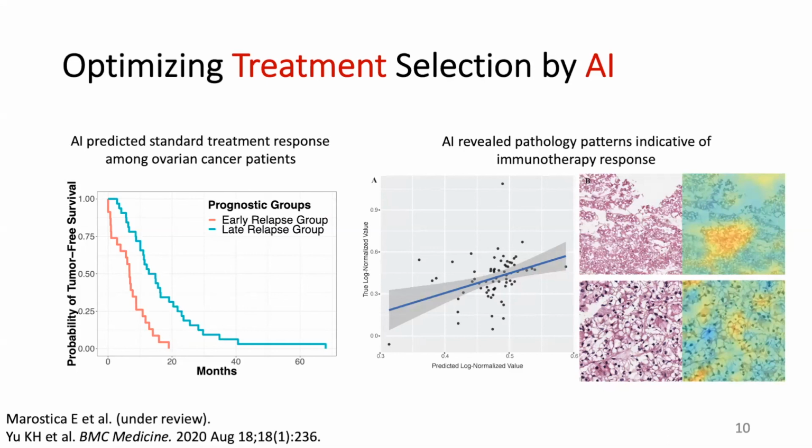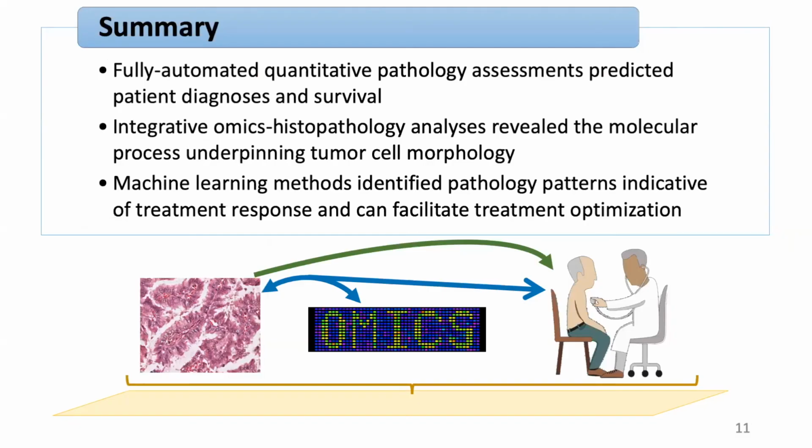And we further extrapolate our model to predict the immunotherapy response and show that there are certain pathological signatures indicative of such treatment response. In summary, here we show that we can develop fully automated methods to evaluate our pathology slides objectively and predict patient diagnosis and survival. We further show that we can incorporate both genomic features and histopathology patterns to better reveal the molecular processes underpinning tumor cell morphology. And last but not least, our machine learning methods can identify the pathology patterns indicative of treatment response and facilitate treatment optimization.